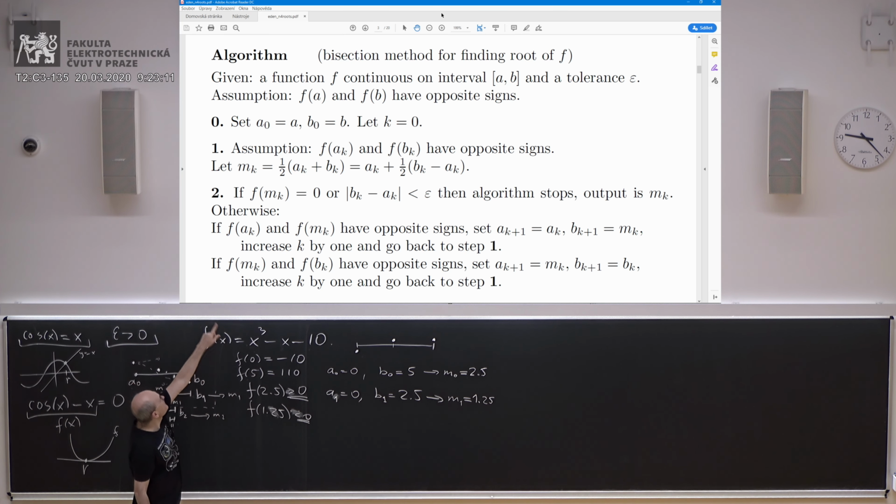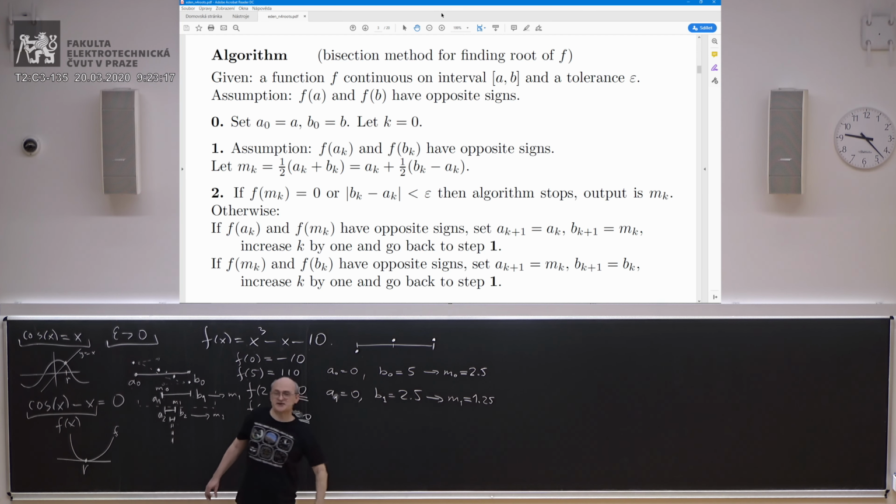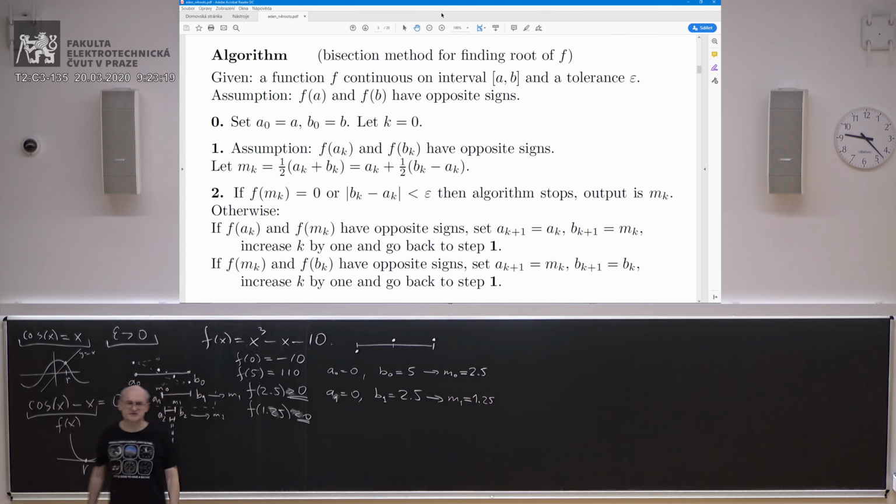So there is an alternative formula. When you look at there, step 1, let m_k is equal to. The alternative formula is actually more resistant to numerical errors, to round-off errors.